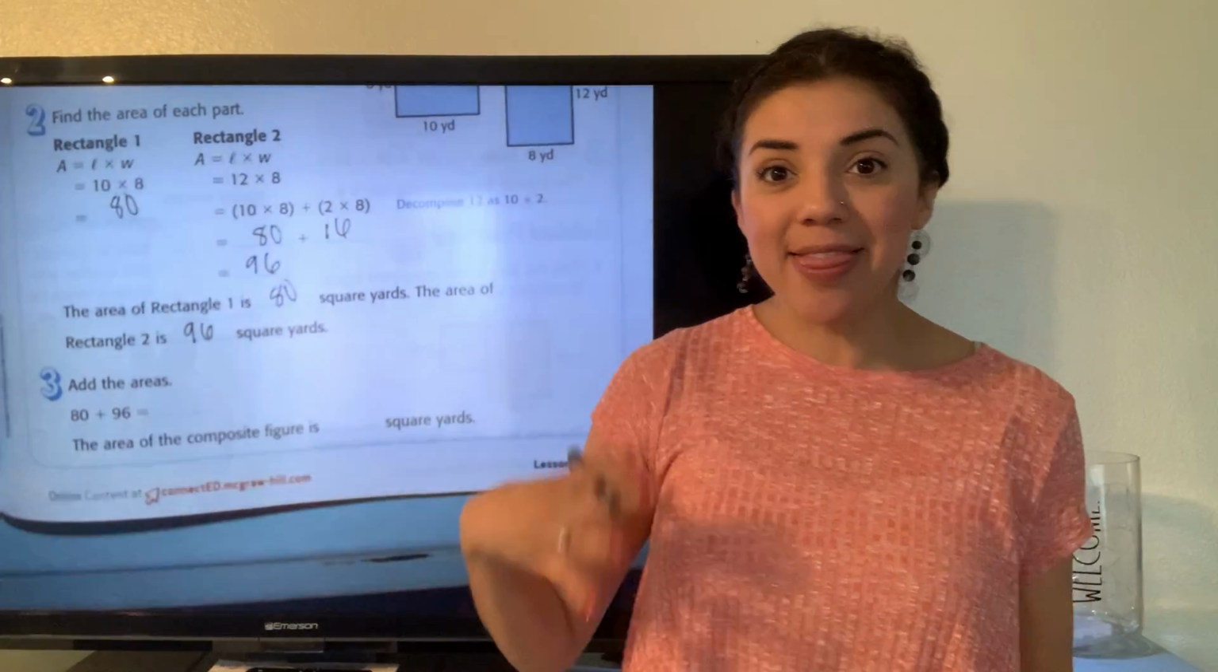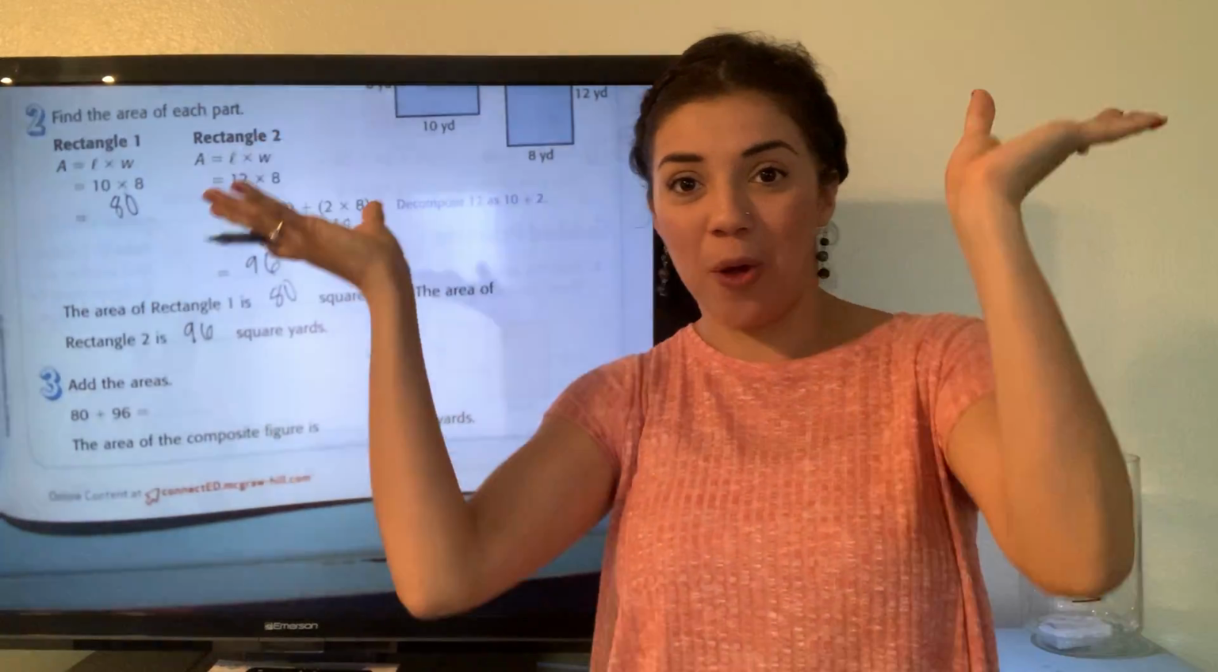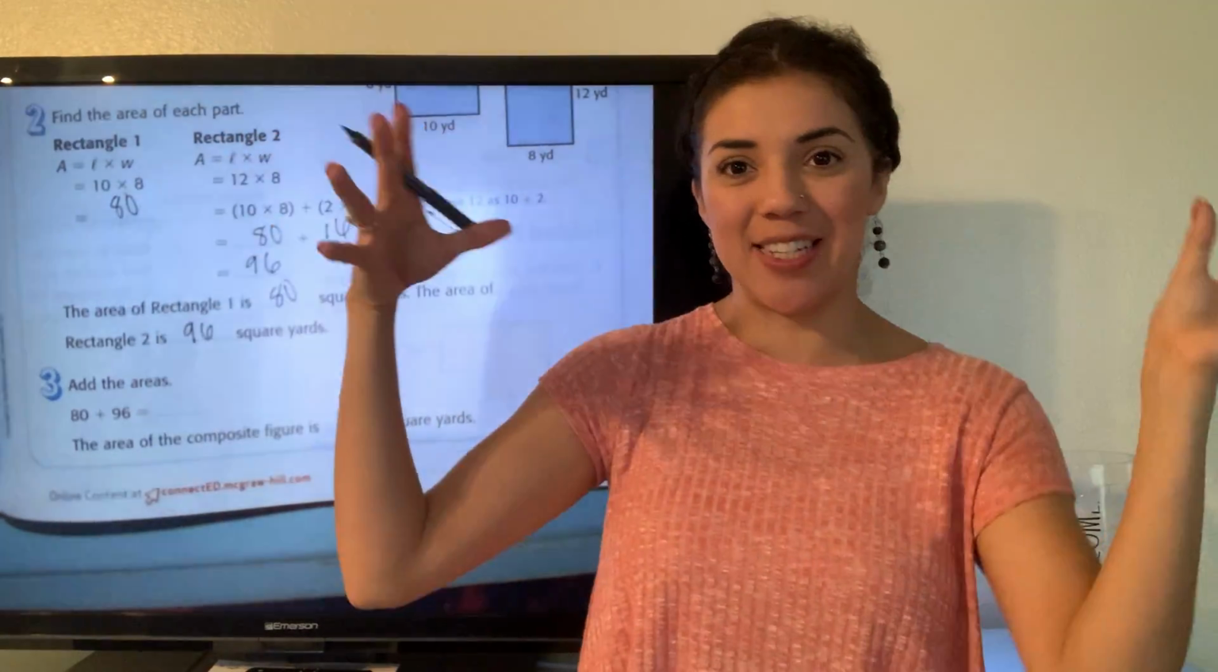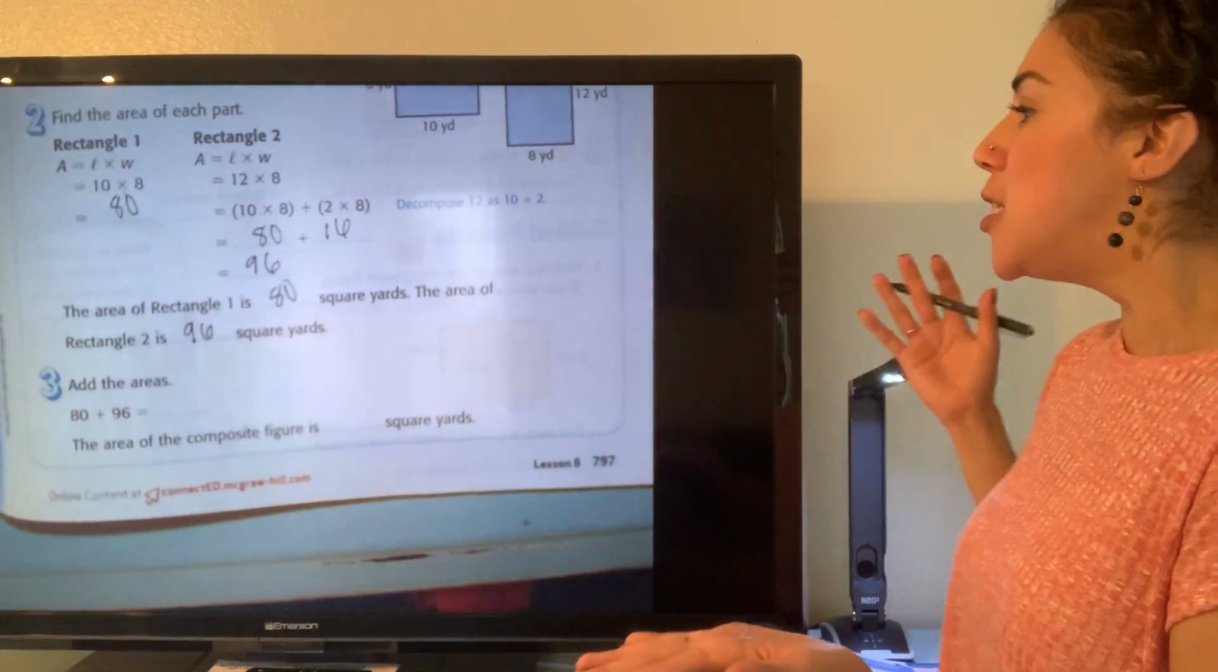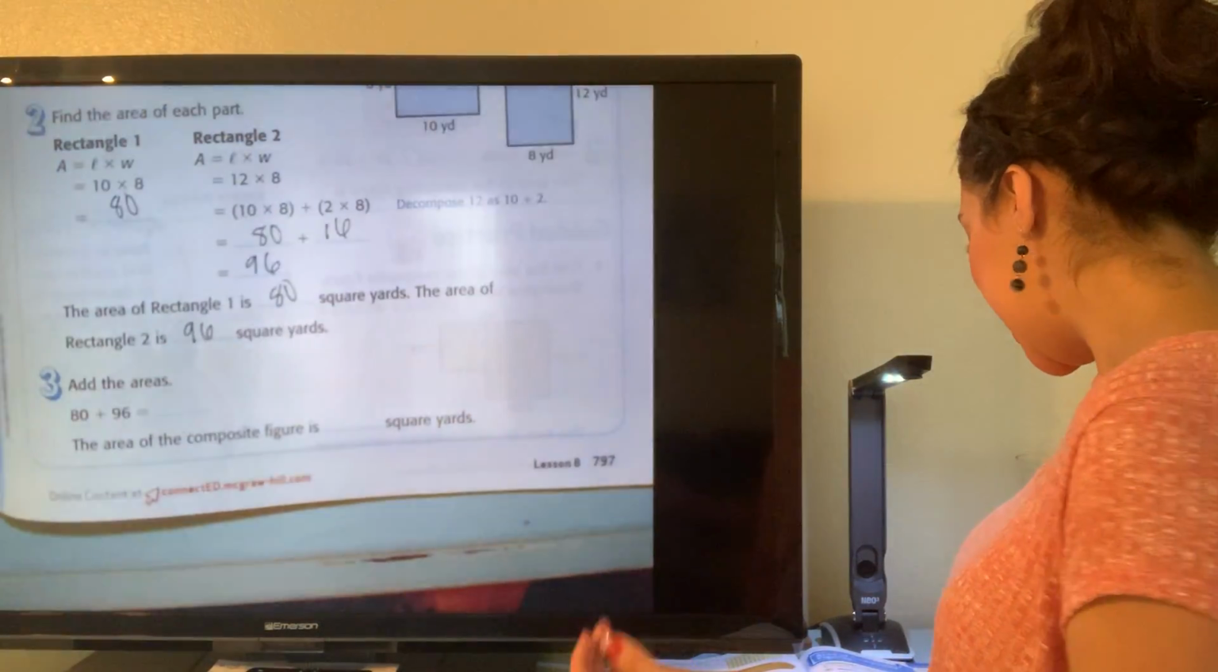And so in order to get that number, we're going to have to do what with the area of both of these figures? Add them. You're right. We have to add them. Okay. So here they have 80 plus 96.